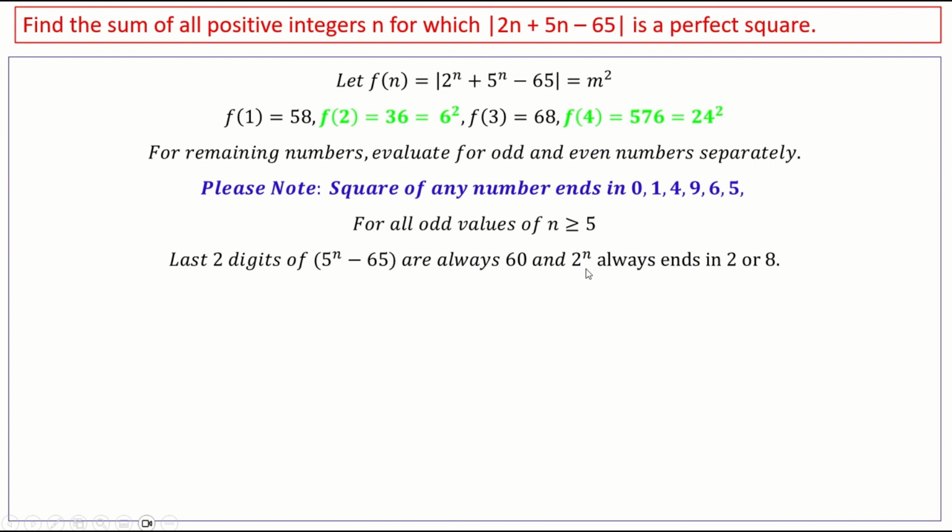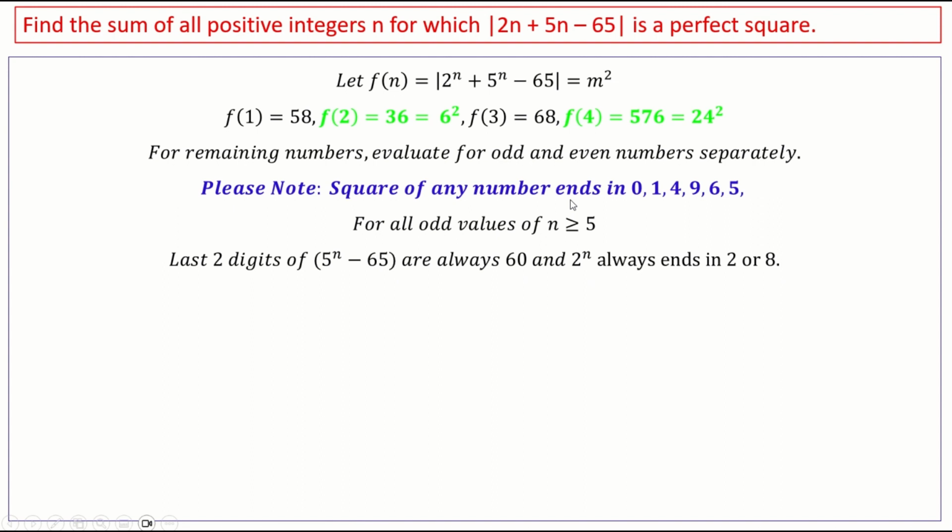And 2 power n for all odd numbers ends either in 2 or 8 in the last digit. Take for example 2 power 3, 8, 2 power 5, 32, 2 power 7, 128. So it will always end in either 2 or 8. So if you sum up, your units digit is always 2 or 8.